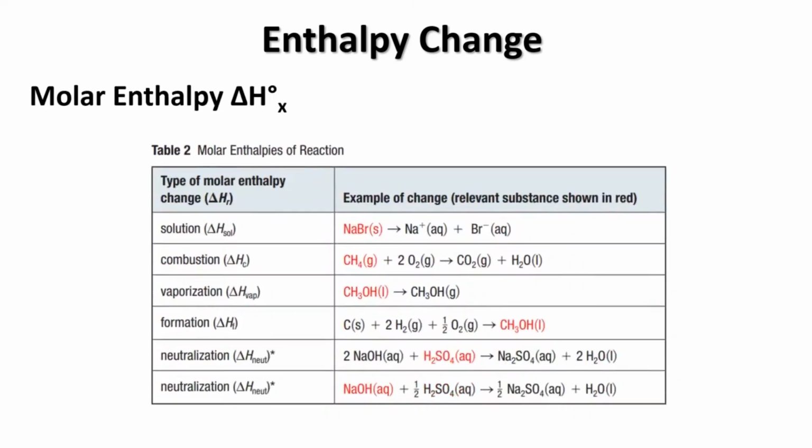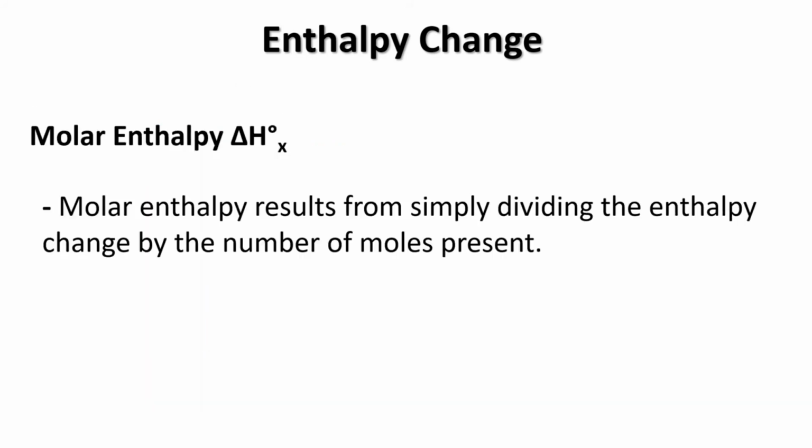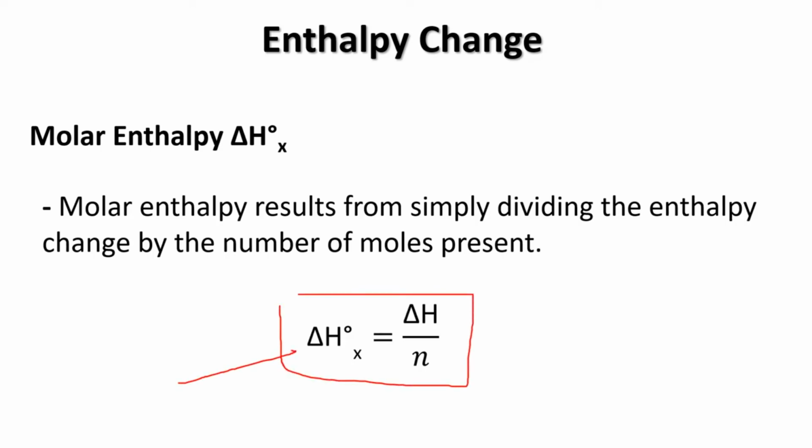So here are just types of molar enthalpy changes. We've got the delta H there, with subscripts for solution, combustion, vaporization, formation, neutralization. There could be a whole bunch of different letters here. Molar enthalpy results from simply dividing the enthalpy change by the number of moles present. This little equation will be nice to use in a moment. We're going to be looking up values for this and then solving for our delta H of the system.